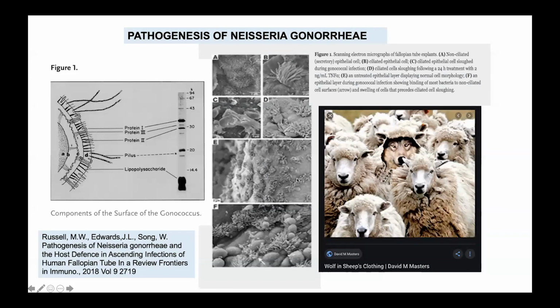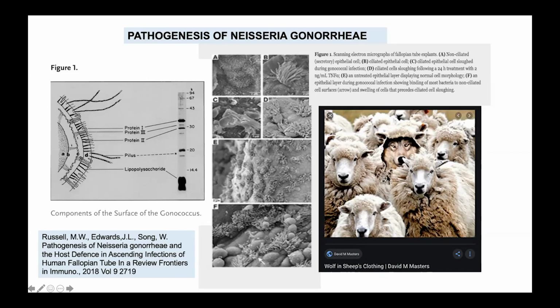And as shown in this slide, the gonococcus is made up of pili, several different proteins, and a lipopolysaccharide. This is a scanning electron micrograph of fallopian tube explants showing non-ciliated and ciliated cells and showing that the gonococcus actually binds to the non-ciliated and not the ciliated cells.